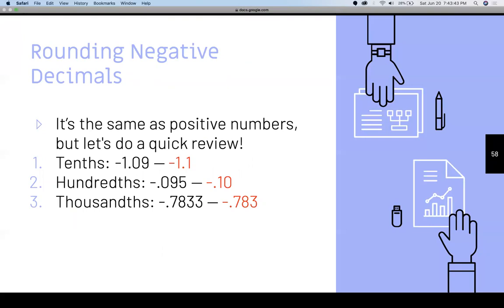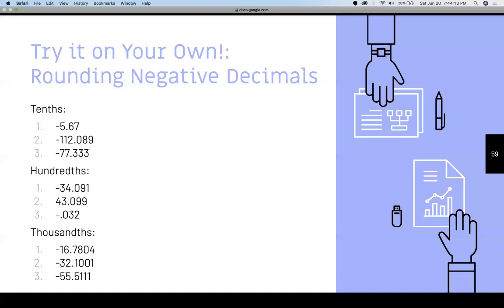Rounding negative decimals. Remember, it's the same as positive decimals. Same concept. But we can do a quick review, right? Tenths, hundredths, thousandths. Negative 1.09 is negative 1.1. Negative 0.0995 to the hundredth, negative 0.10, and negative 0.7833 becomes negative 0.783, right?